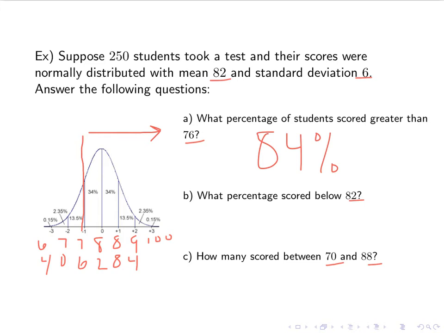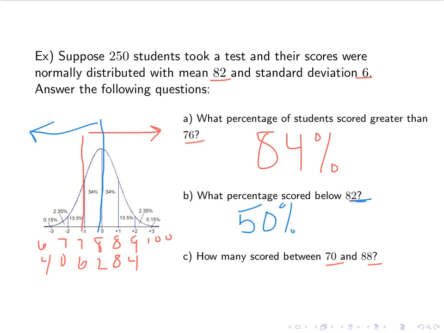Okay. So I'm going to switch colors. For B, what percentage scored below 82? So I go to my 82, and I want below it, so I'm going to go to numbers to the left. So I'm going to have the 34, the 13.5, the 2.3, the 0.15, all to the left of 82. And if I add those up, I should be getting 50%.